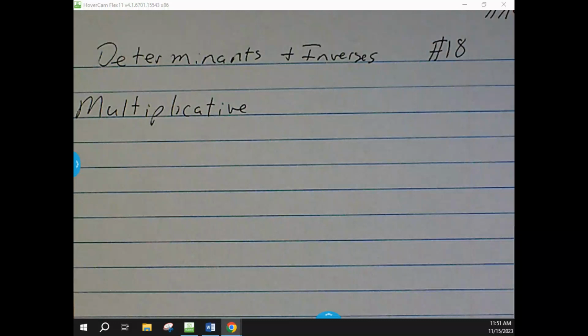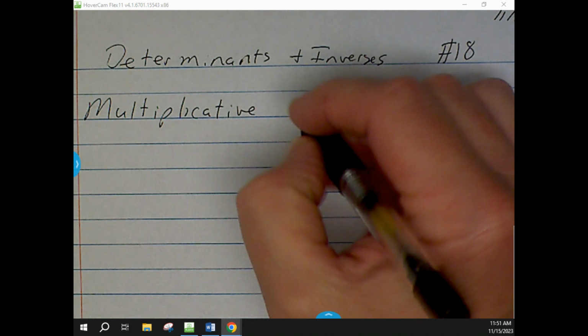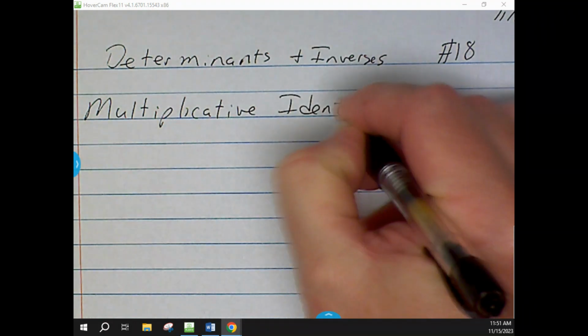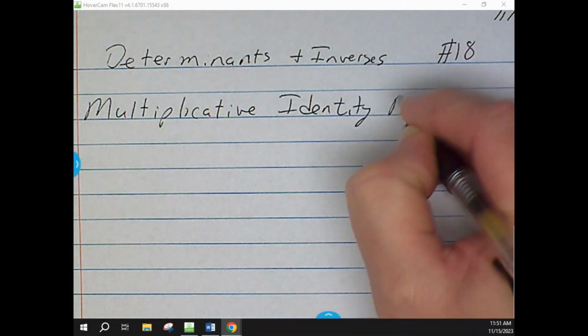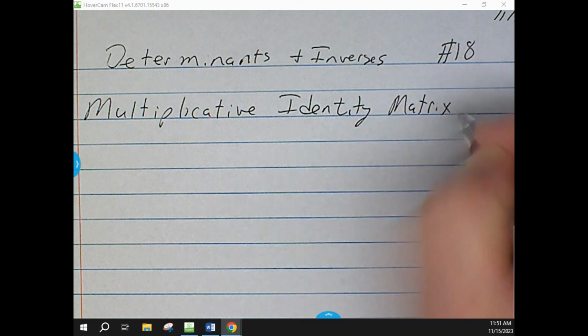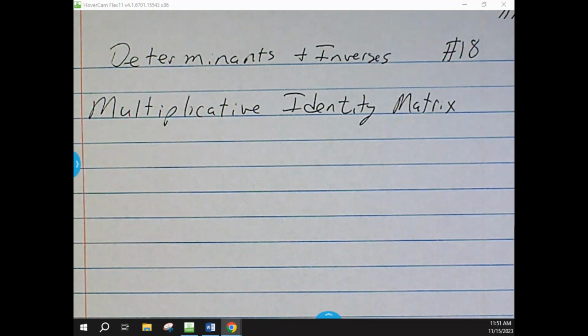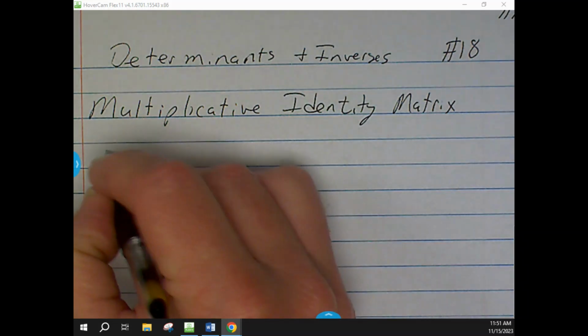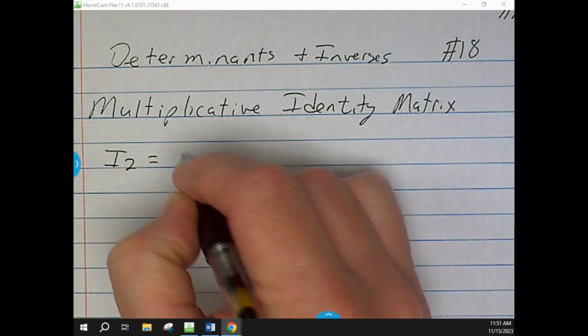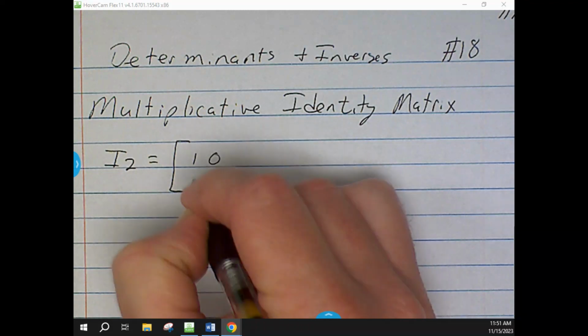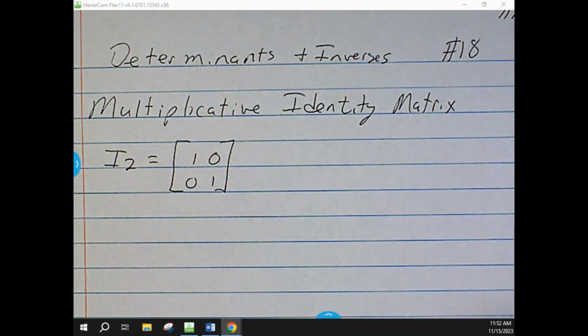Okay, so very first thing we're going to talk about is the multiplicative identity matrix. Depending on the sizes of these, they actually do a couple of different things here. If it's a 2 by 2 matrix, it looks like that.